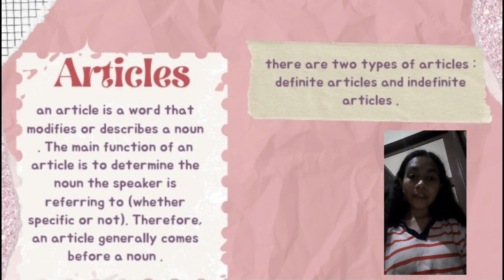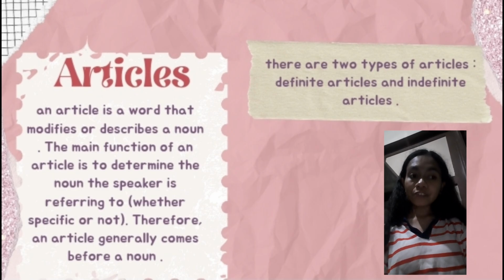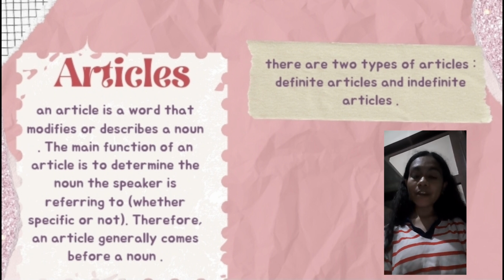Determiners have many types. The first type is articles. An article is a word that modifies or describes a noun. The main function of an article is to determine the noun the speaker is referring to, whether specific or not. Therefore, an article generally comes before a noun. There are two types of articles: definite articles and indefinite articles.